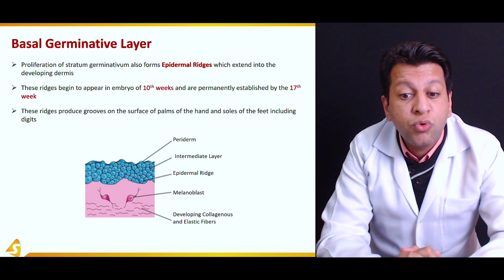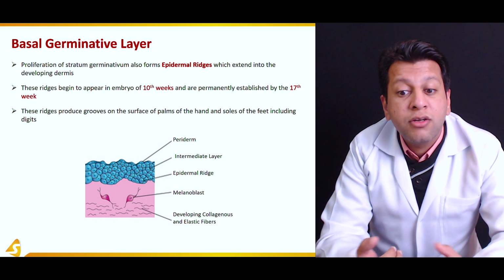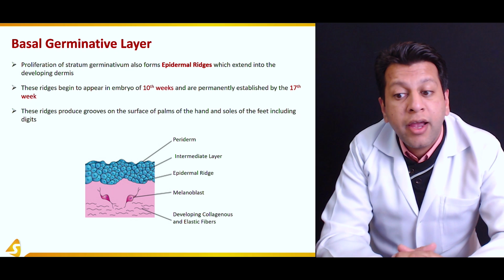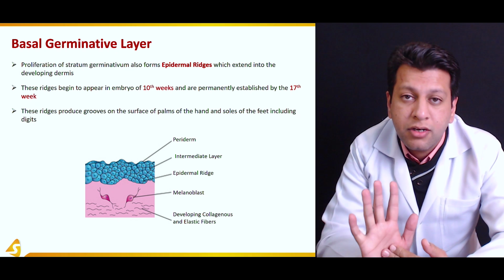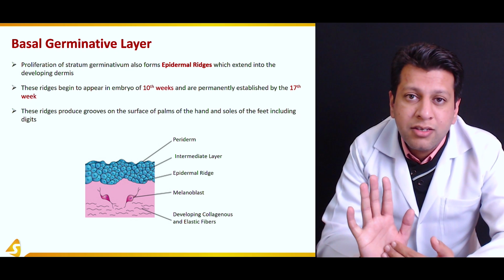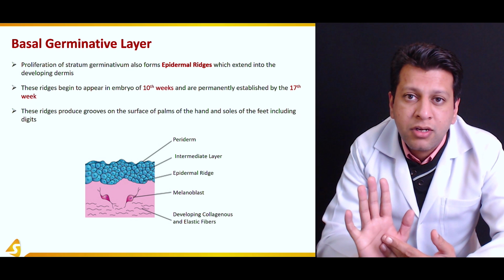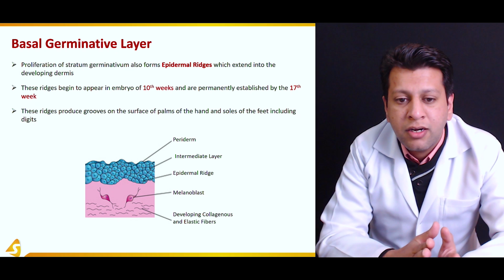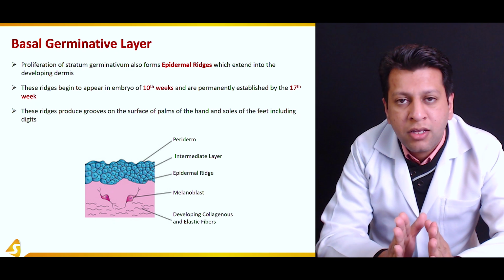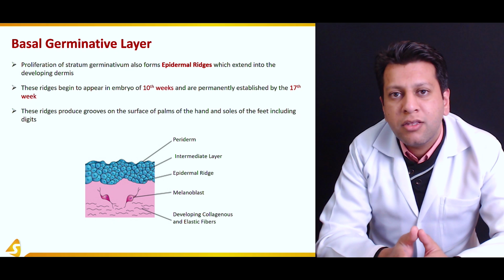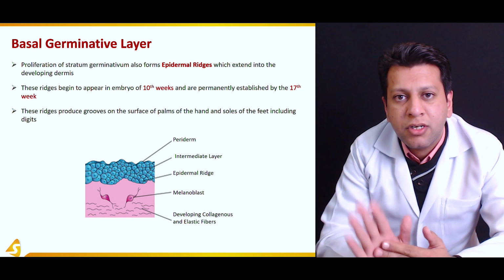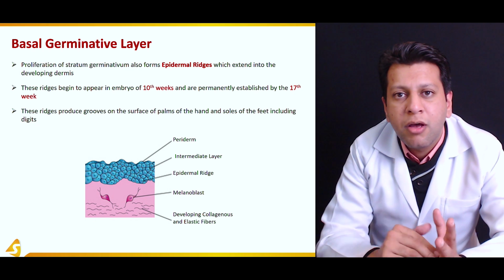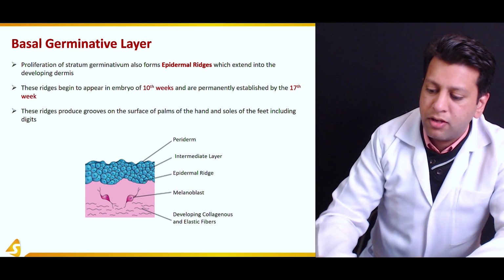These ridges produce grooves or troughs on the surface of the palms of the hand and soles of the feet, including the digits. These lines which you can appreciate over here are actually these ridges, which have hardened in the adult and remain in the adults. These are the lines which are present in the palms and the soles of the adults.